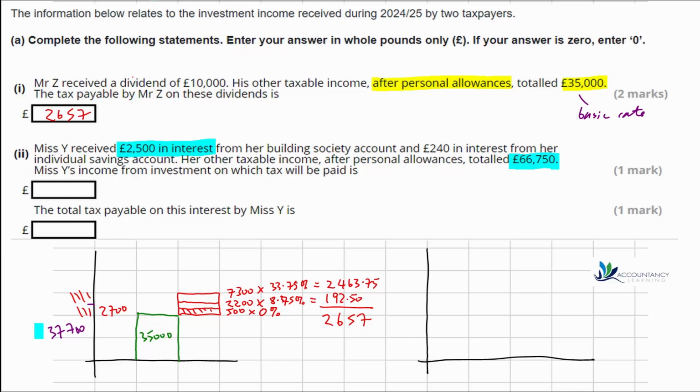So let's show you this graphically as we did before. We've got now income of 66,750 after the personal allowance, remember. So that uses all of the basic rate band of 37,700. And then on top of that, we've got our savings income of the 2,500. That's all going to be at the higher rate.